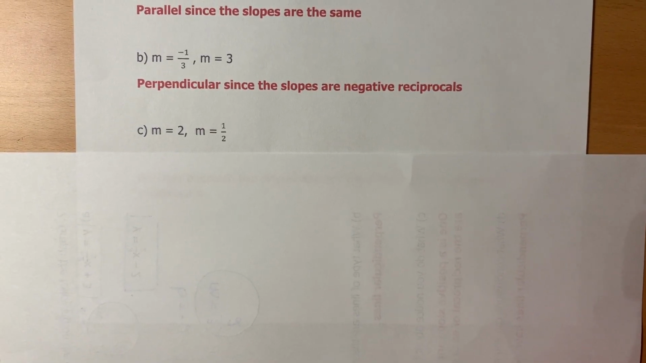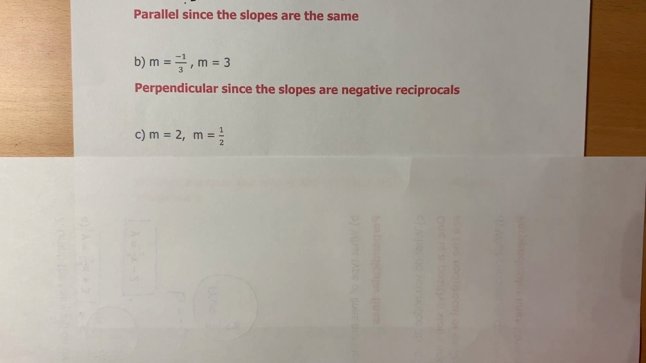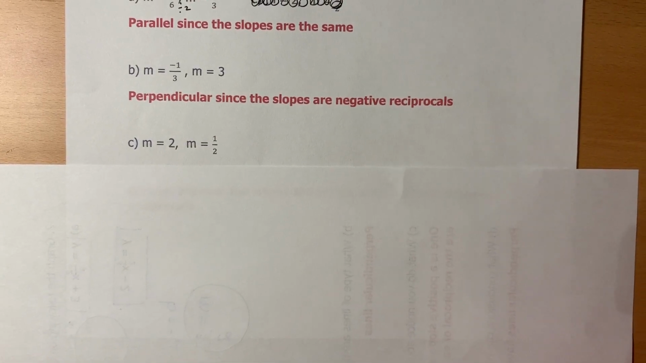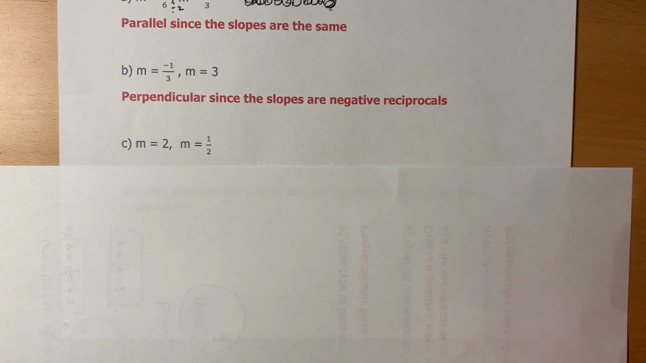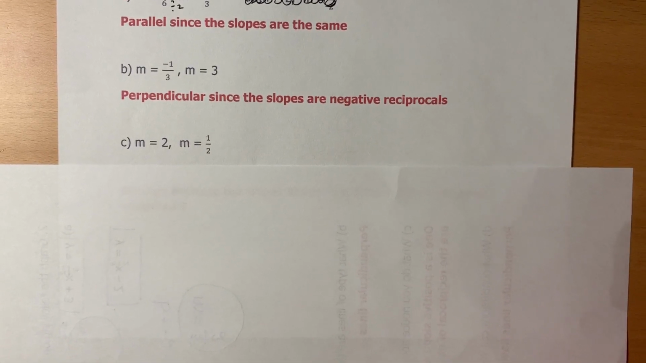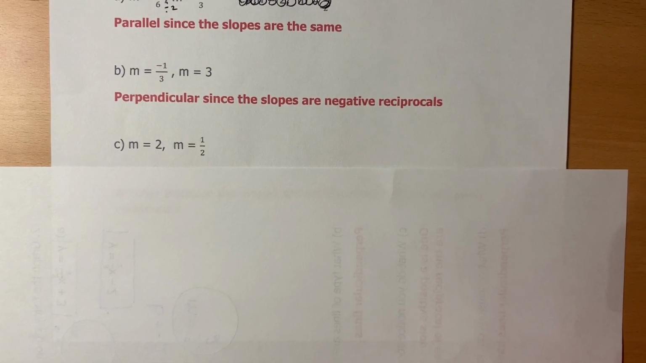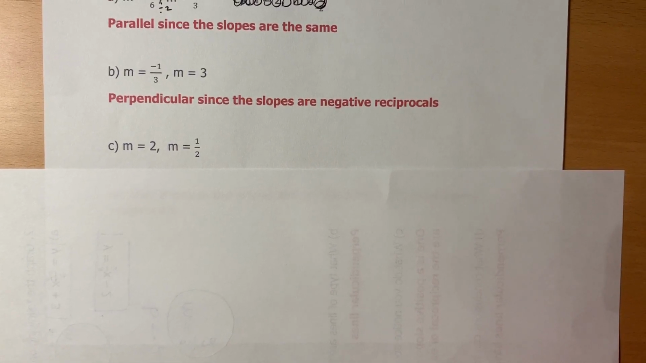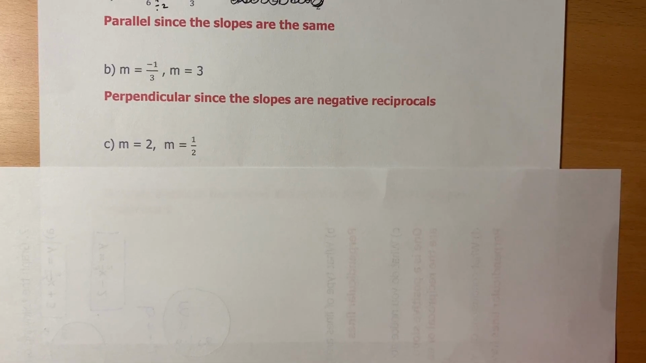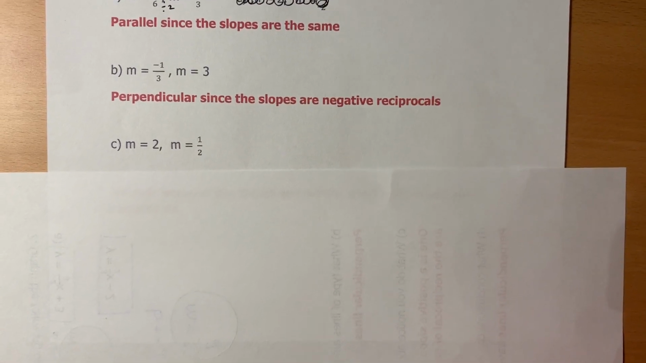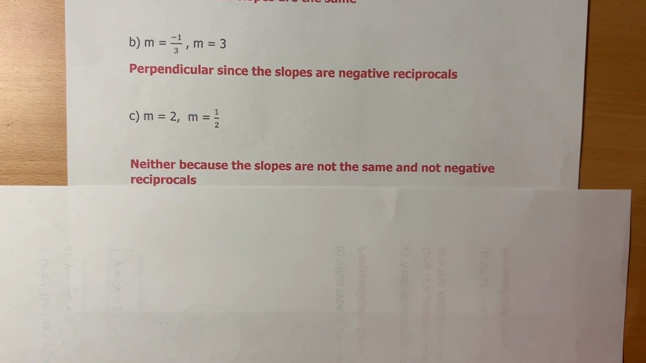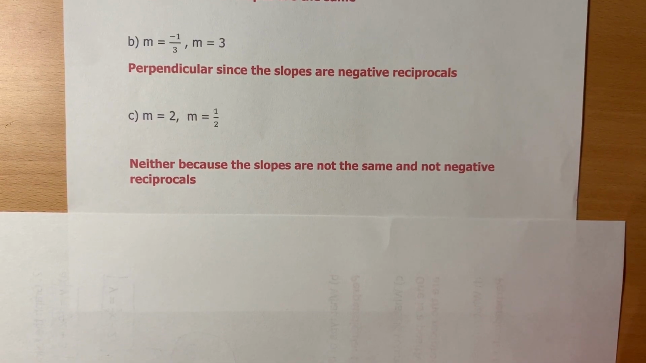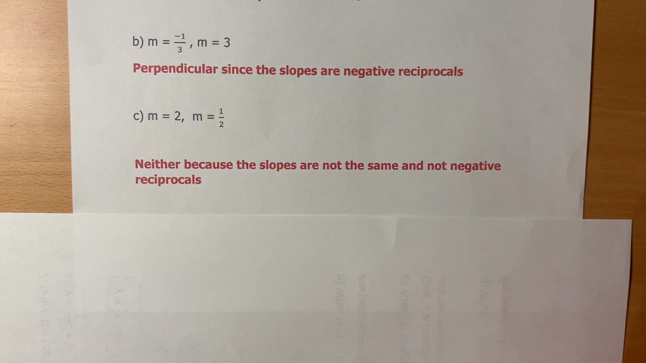The slope is 2, and then another slope is 1 over 2. Are they parallel? No, because they're not the same. Are they the reciprocal of each other? So if I flip 2, do I get 1 over 2? I do. They're the reciprocal of each other, but look at their signs. They're both positive. In order for it to be a negative reciprocal, one must be positive, one must be negative. So here they are neither, okay? Because they're not negative reciprocals and they are not the same. And that's it.